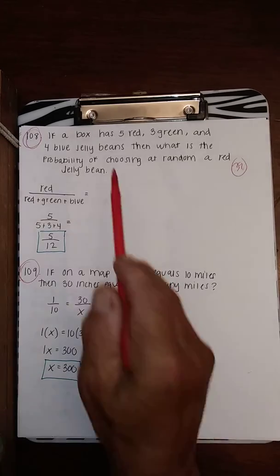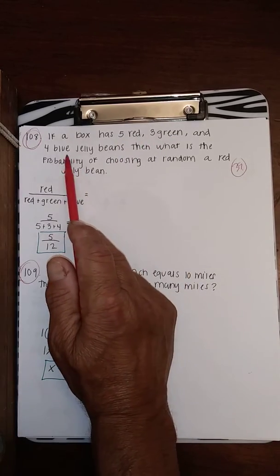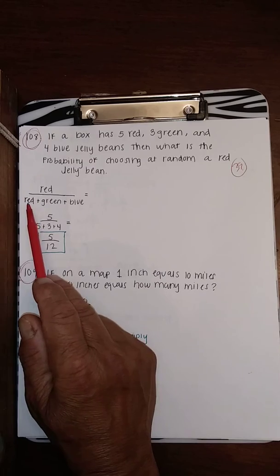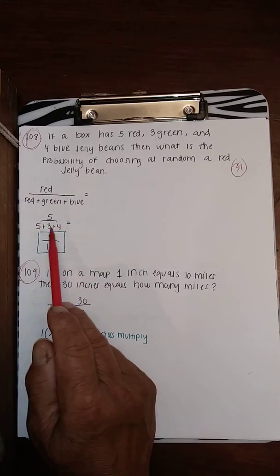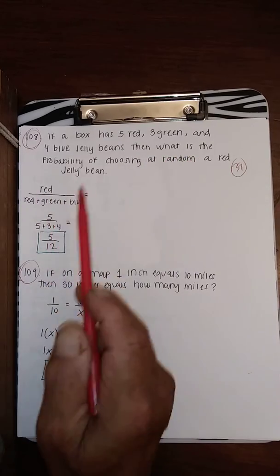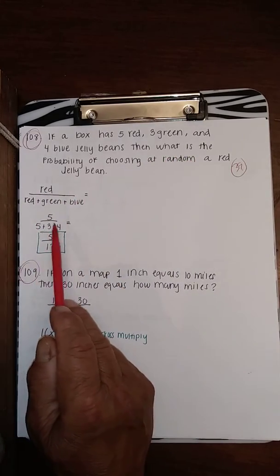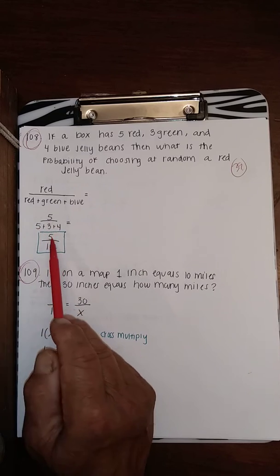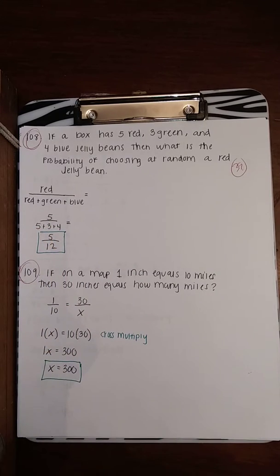A box has 5 red, 3 green, and 4 blue. So I'm here in the box: red, green, and blue. All together is 5, 3, 4. And we want to know what is the probability of choosing one red. There's 5 reds out of all these, so add them together. It's going to be 5 out of 12 chances that's going to happen.